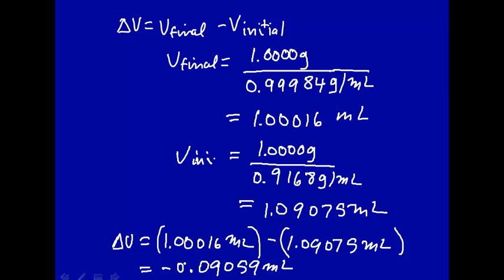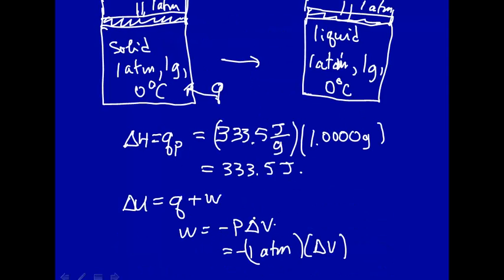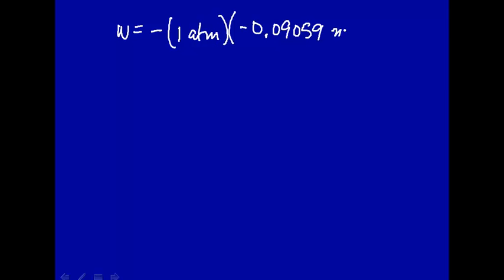And so there would be a contraction in volume as we guessed. And now to find the work, we take that volume change and multiply it by pressure and take that minus sign. So that work now will be minus the pressure. Everything was at 1 atmosphere. The volume change we said was minus 0.09059 milliliter. And this comes out to be, well, that's kind of easy multiplication. The negative signs cancel out.